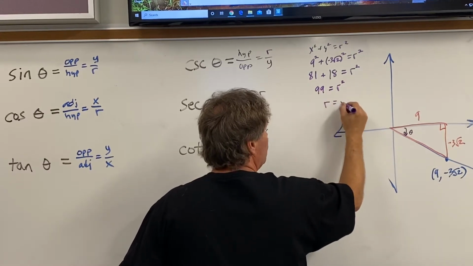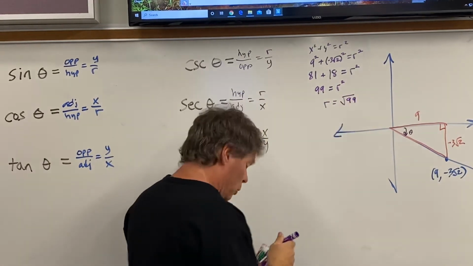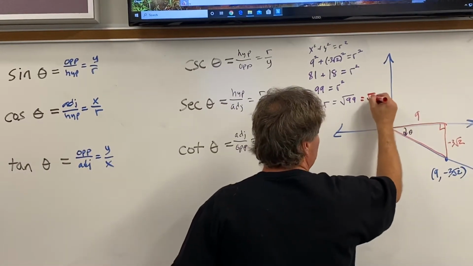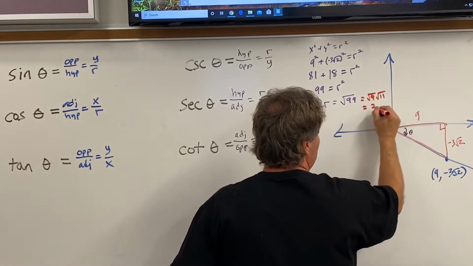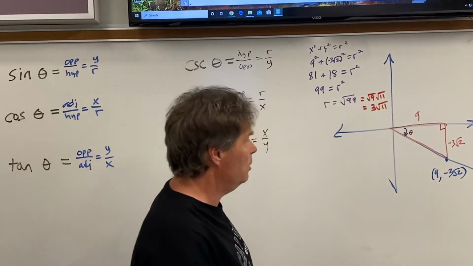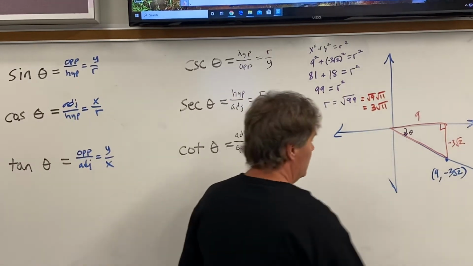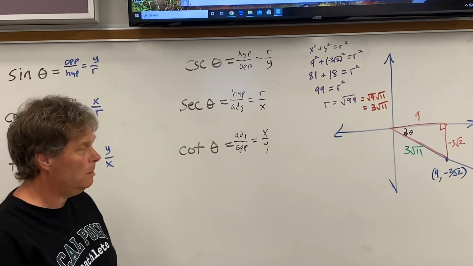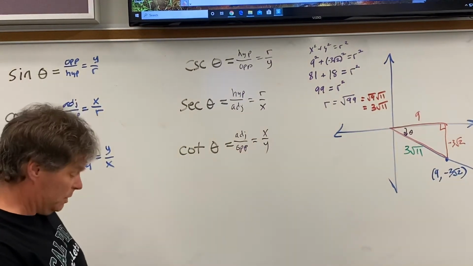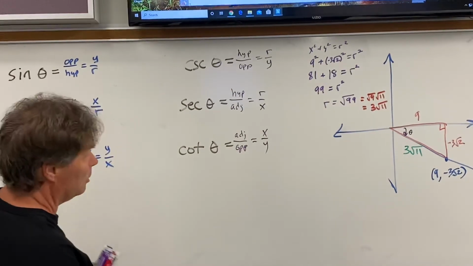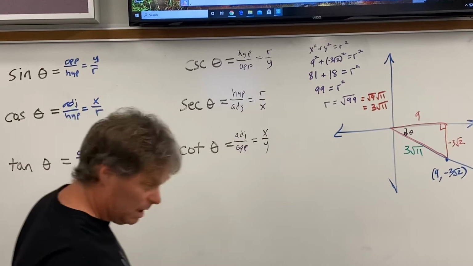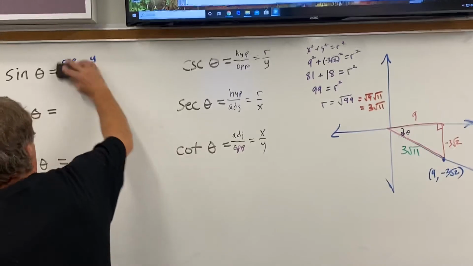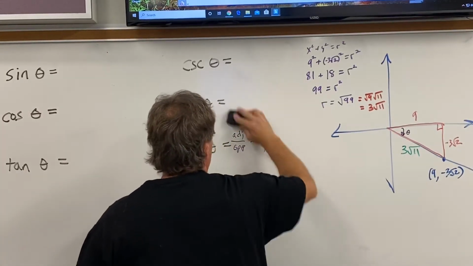So r is going to be square root 99. But wait a minute, square root 99 can actually simplify. It can be square root 9 times square root 11, which is 3 root 11. So I'm going to call the hypotenuse 3 root 11. Okay, so now we've got those distances. Now we just have to do the sine, cosine, and tangent, all that stuff. I'm going to give myself a little bit of extra space here by erasing this part. That'll give me some more space to do some simplifying.